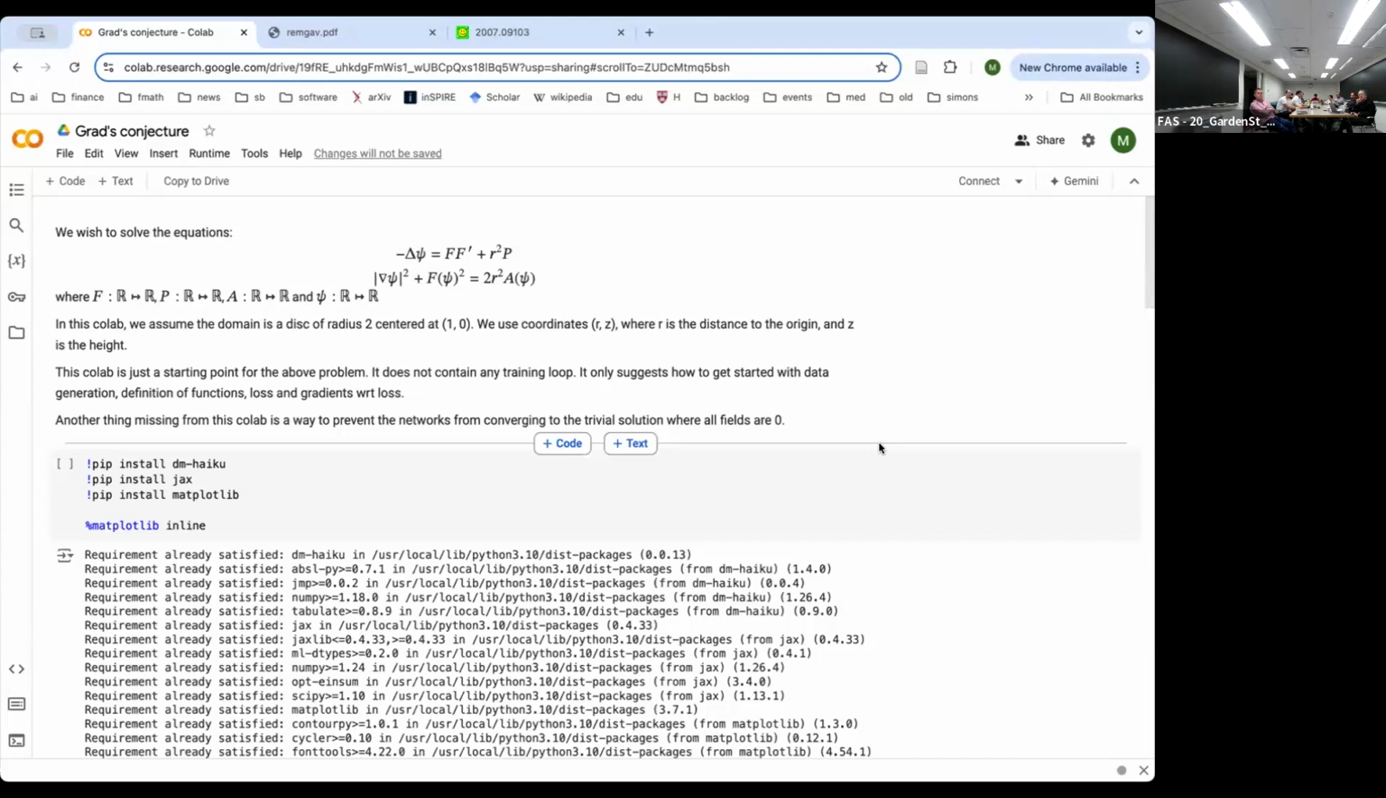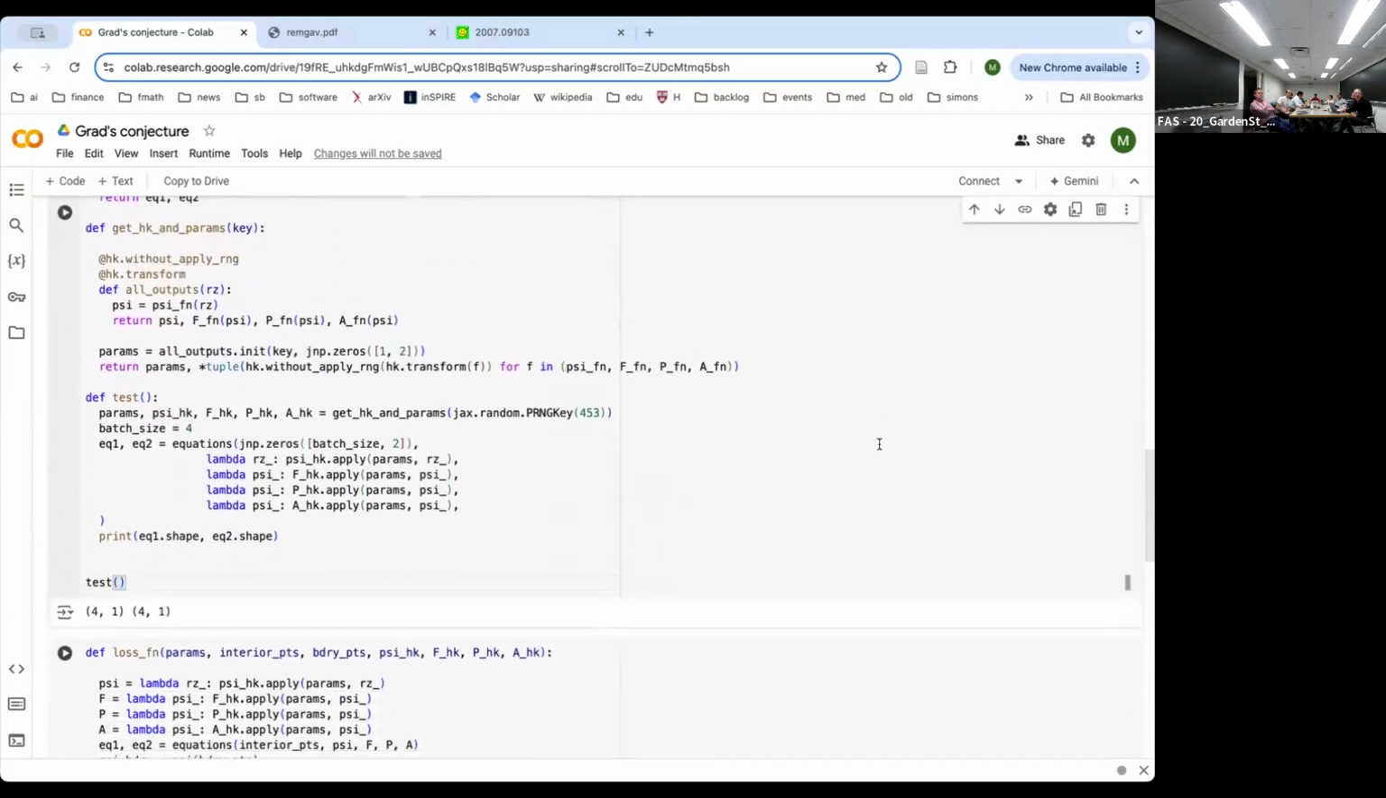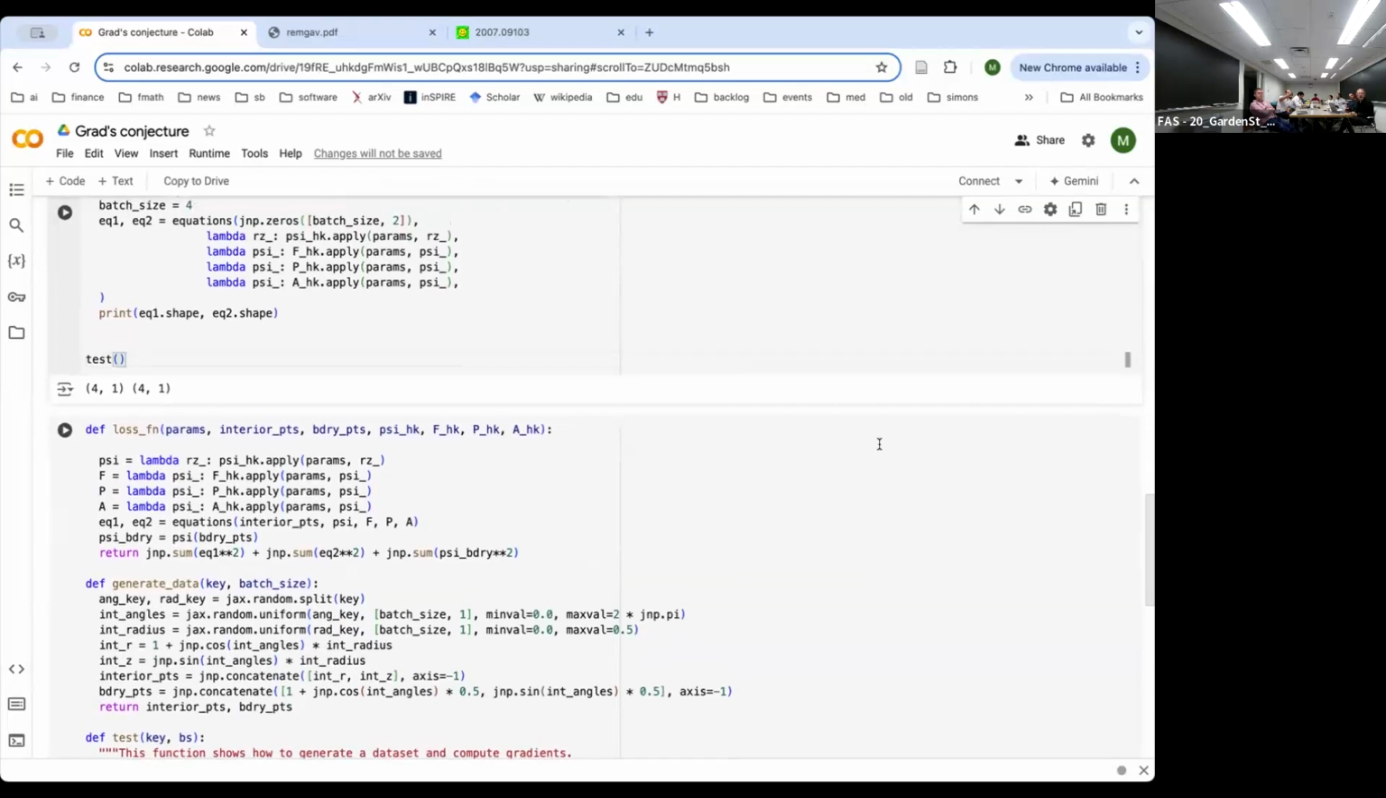So what they're doing is solving a more concrete problem, because they are picking the F for the field and solving for the psi. Another thing that would be nice to change in this setup, if you go a little bit down where the loss is defined: the loss is a sum of three terms, where you have the two equations and then the boundary condition. So here we are learning to be zero on the boundary.